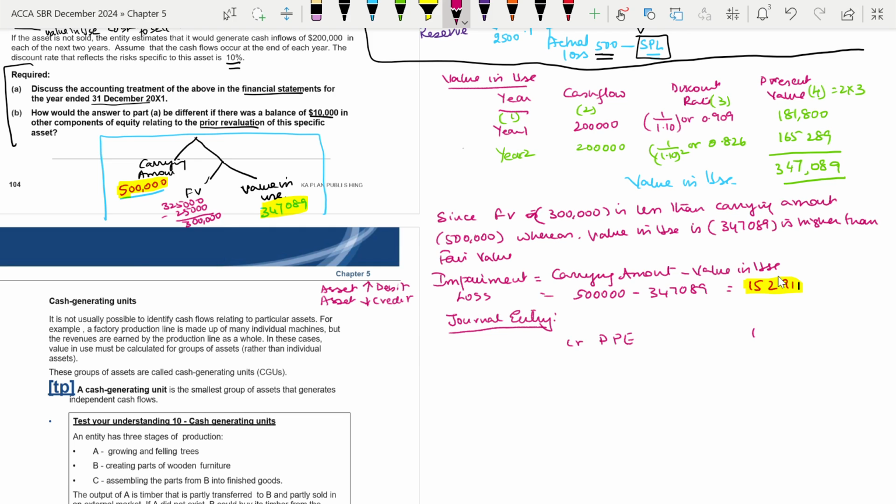How much? 152,911. It is a loss. If it is a loss, what do we have to do? It should be debited. What do we have to debit? Profit or loss, 152,911.